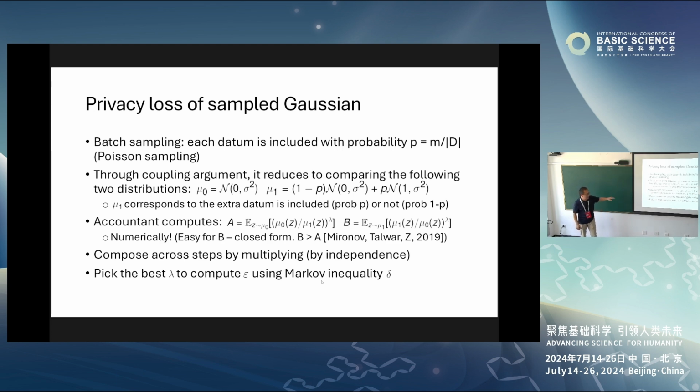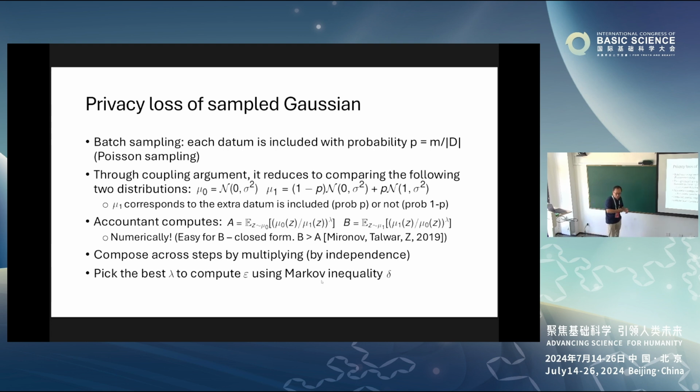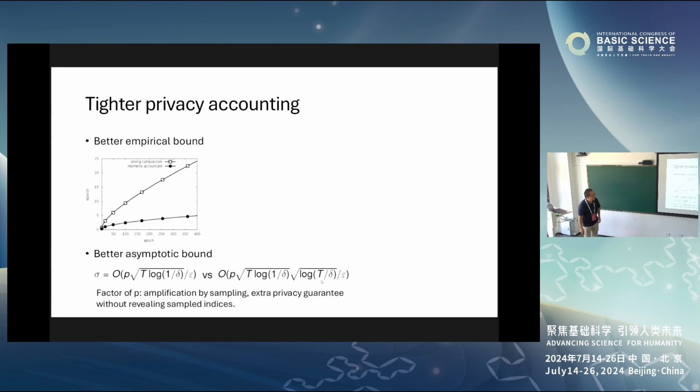So once we've done this computation, we can just compose them. And this composition, because we know every step, the randomness, they are independent. By independence of these random variables, we can just multiply these moments. And as I said earlier, we try for all kinds of lambda. Then at the end, we just pick the best lambda. Right? Then apply the Markov inequality.